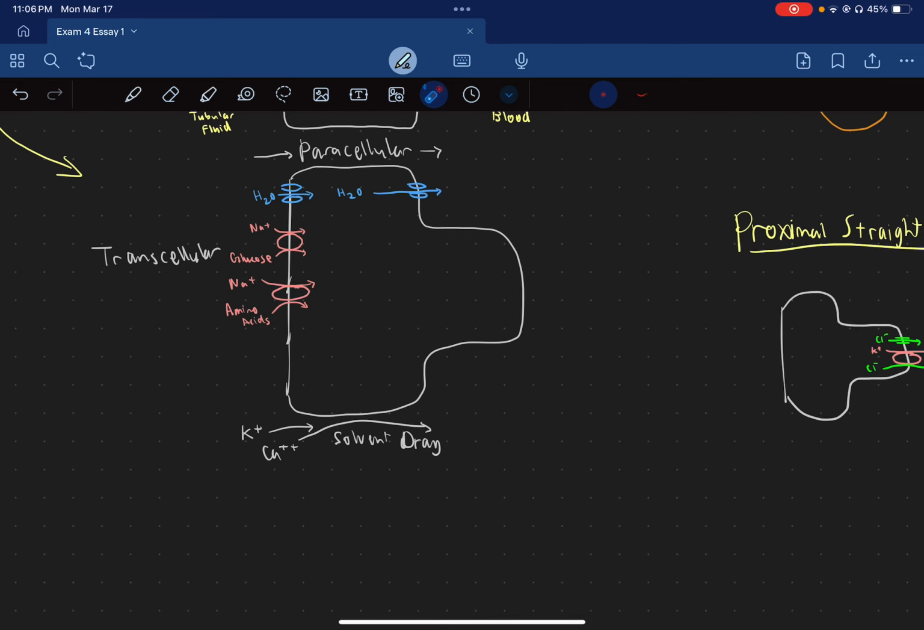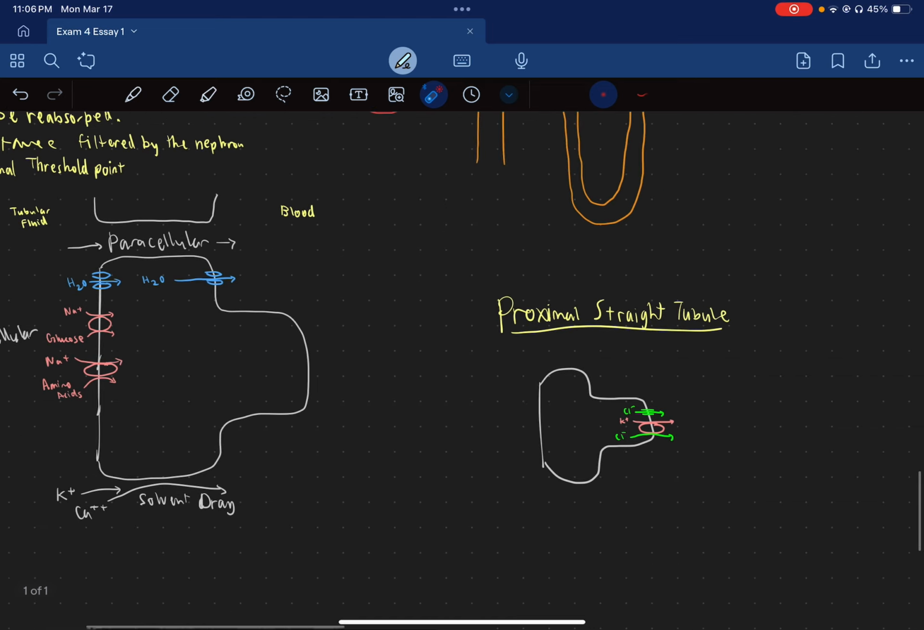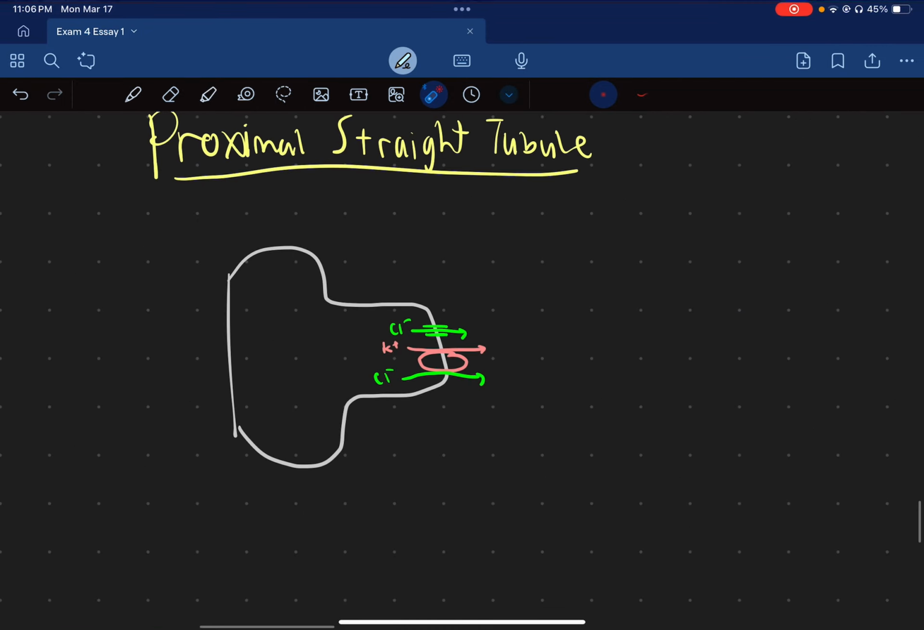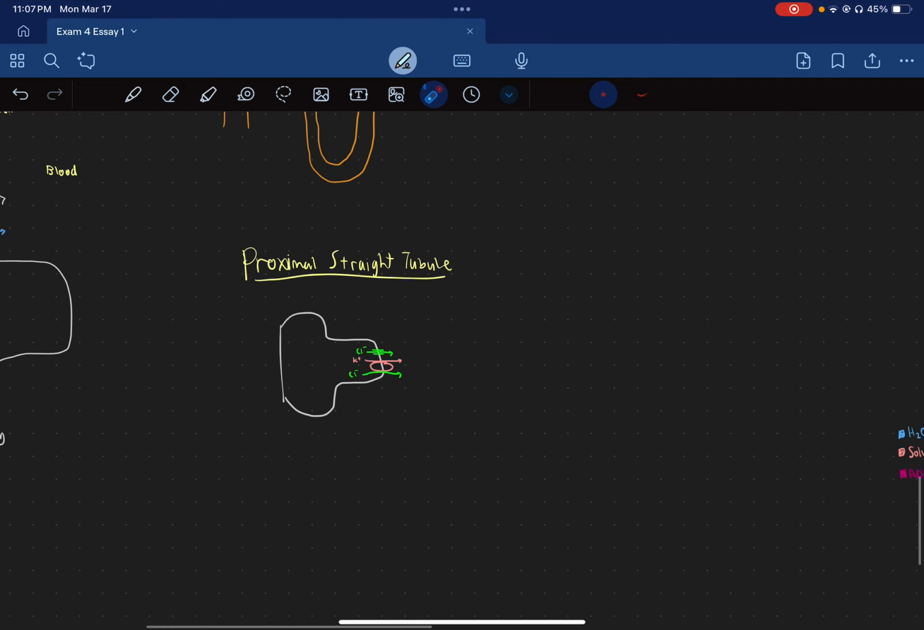As the water and the concentration goes towards the blood, potassium and calcium through paracellular transport are actually going to be dragged along with them, so they're also going to be entering back into the blood. As we get away from the convoluted tubule, we have the proximal straight tubule. This is where our chloride is going to be transported out through chloride leak channels and also through potassium symporters. So chloride is going to be able to exit the cell.